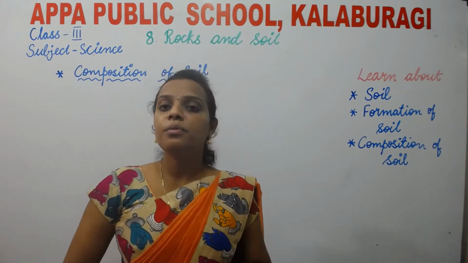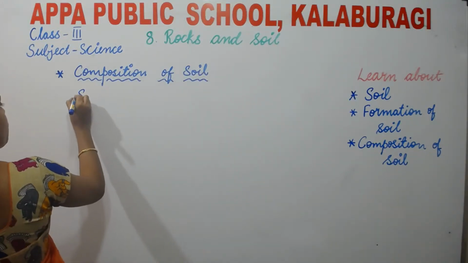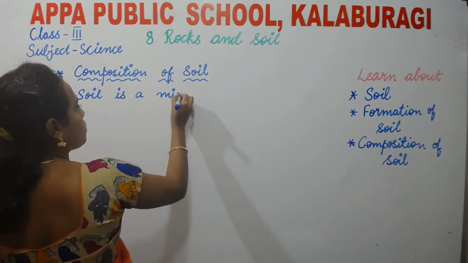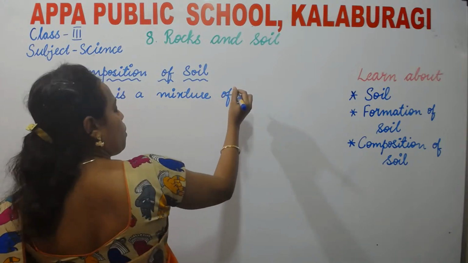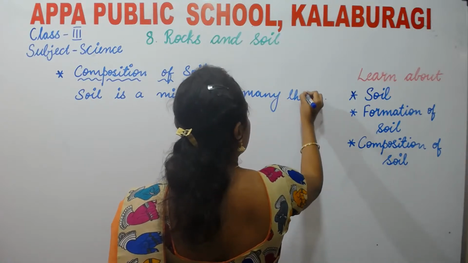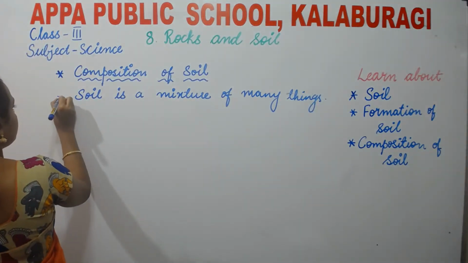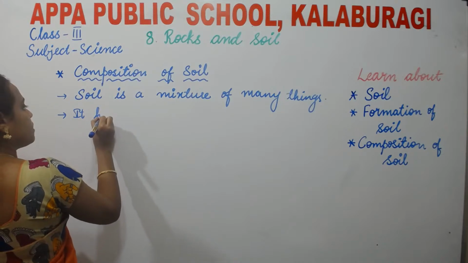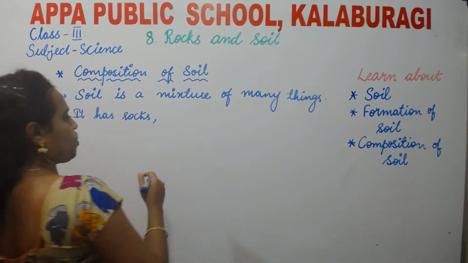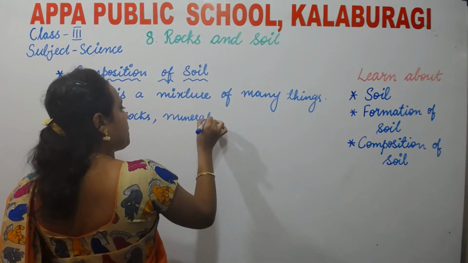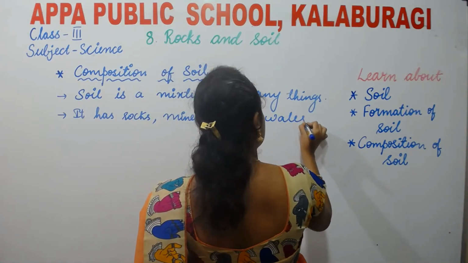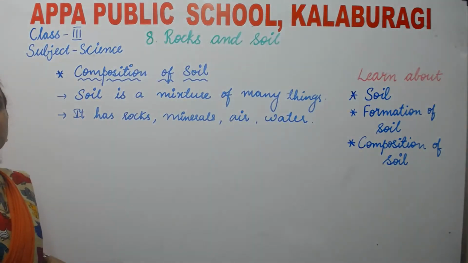Soil is a mixture of many things. So it has rocks, minerals, air, water.